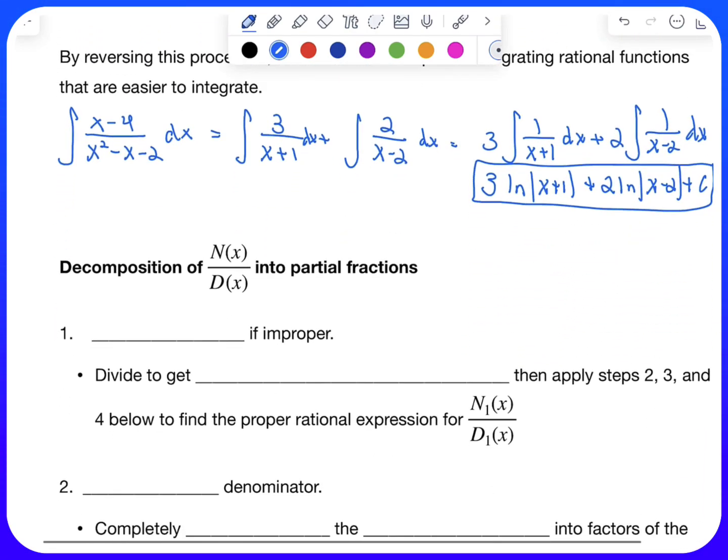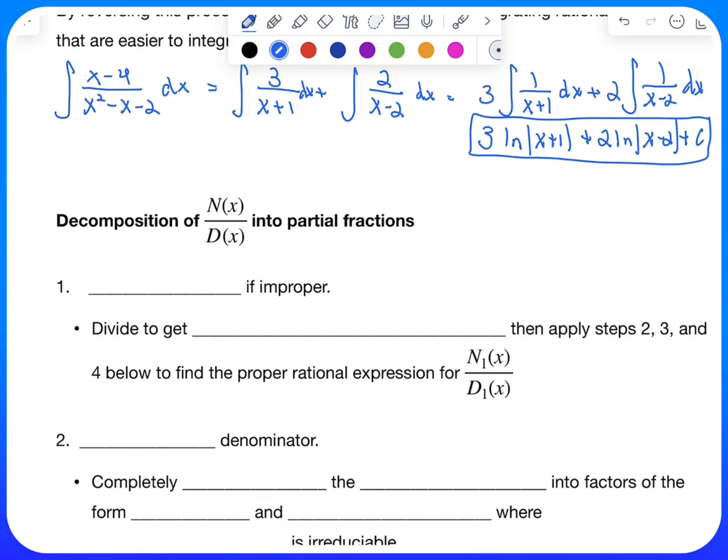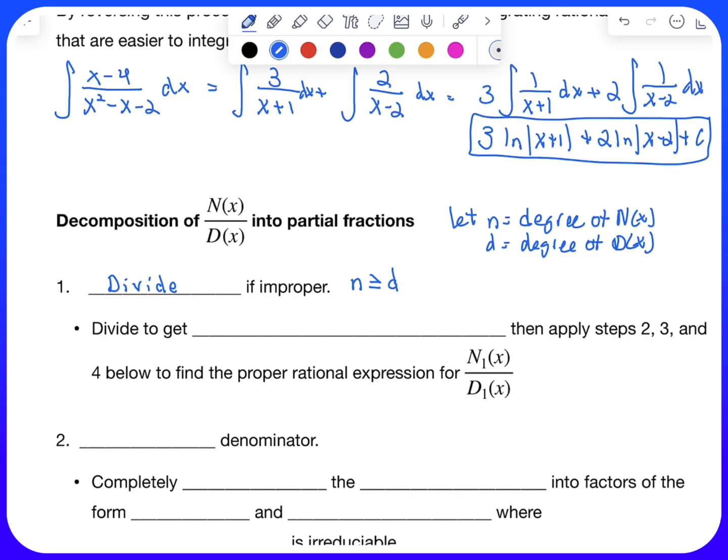Okay, so let's review how to do the decomposition of a rational function. There are a few steps that you're going to follow. The first step is you're going to look and see if the function is improper. If the rational function is improper, then you need to divide. Now remember, it's improper if the degree of the top is greater than or equal to the degree of the bottom. I'm going to let little n equal the degree of the top function, and I'll let little d equal the degree of the bottom function. So you're going to divide the polynomials if little n is greater than or equal to d.